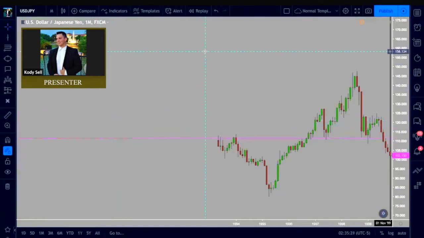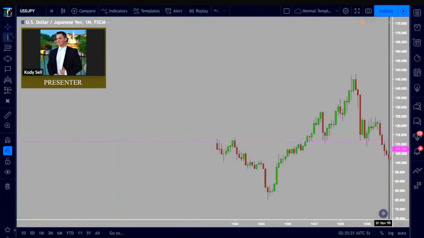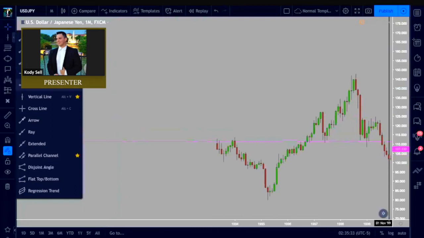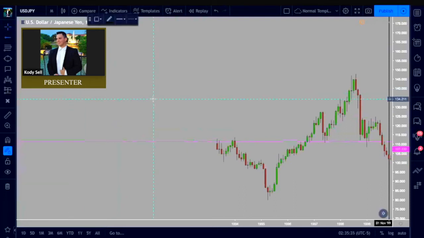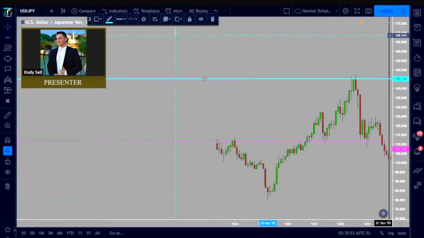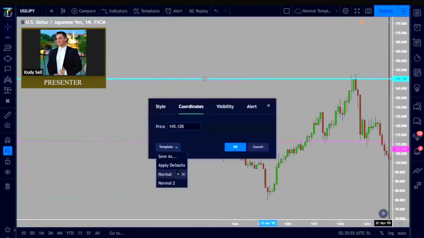So we're back here in 1999. Let's plot our support and resistance levels on USD JPY in November of 99. First of all, right up here at the very top, that's where I always like to start, we've clearly got an important level. So we're going to mark that right off the bat.